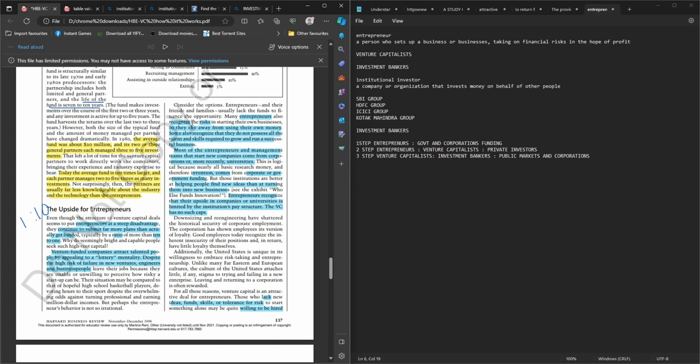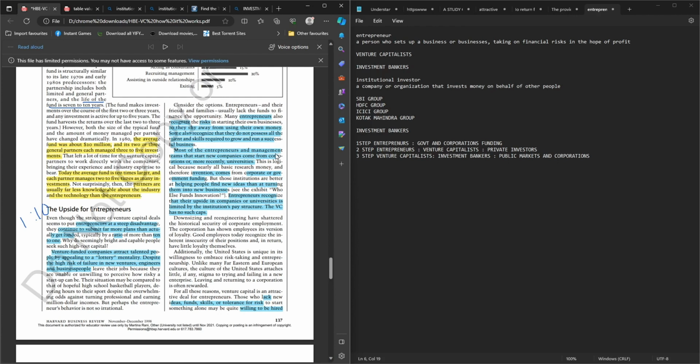Many entrepreneurs also recognize the risk in starting their own business, so they shy away from using their own money. Some also recognize that they do not possess all the talent and skills required to grow and run a successful business. So here they are saying that many entrepreneurs shy away from investing their own money because they don't know what will happen with the business. So they take the help of venture capitalists to invest in business.